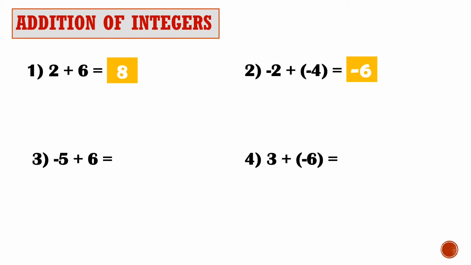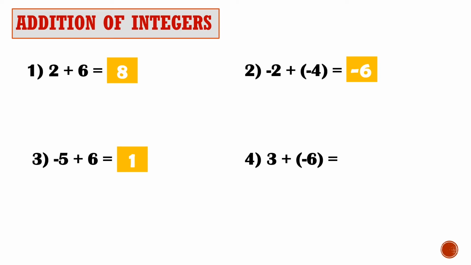Number 3, negative 5 plus positive 6. Magkaiba ang sign, ibig sabihin, gagamitin natin yung rule sa different signs. Subtract the absolute value of the addends, then affix the sign of the addend with the greater absolute value. So, isusubtract natin sila since magkaiba ang sign. 6 minus 5 is 1. Then, kunin natin yung sign ng malaking number which is 6, positive. The answer is positive 1.